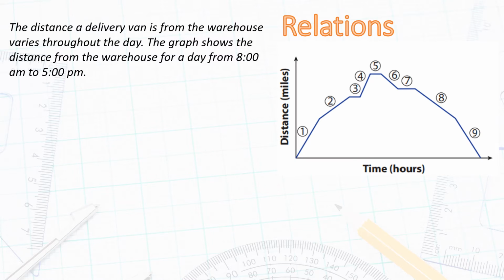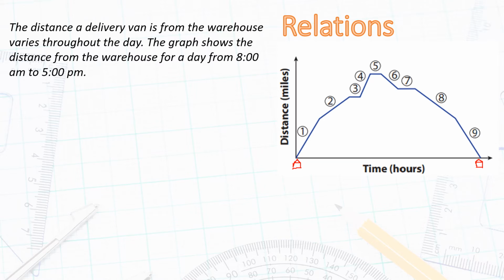Okay, so looking at this one. This one is a continuous relation because remember you can trace your pen over that entire thing without having to lift your pen off the page. This one shows the distance a delivery van is from the warehouse as it varies throughout the day. The graph shows the distance from the warehouse for a day from 8 a.m. to 5 p.m. So the delivery van leaves the warehouse, goes to what looks like 9 different stops or points where it does something, and then comes back to the warehouse again. When it hits the line, that means the distance is 0, it means it's back at the warehouse.